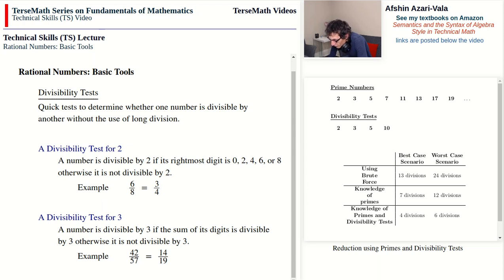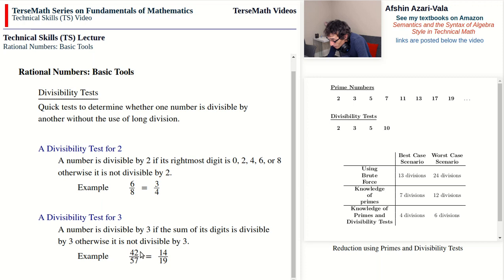You notice that if I didn't use divisibility tests, even if I know the primes, in order to reduce 42/57, I would have done 4 divisions. You divide the top by 2, and because it does work, you have to divide the bottom by 2 as well to find out that it doesn't work. That's 2 divisions already. And then when you get to 3, you divide the top and the bottom by 3 and find out that 3 works. So 4 divisions. Whereas if I include divisibility tests, the one for 2, then the number of divisions was reduced to only 2. I take a look. I don't do a long division.